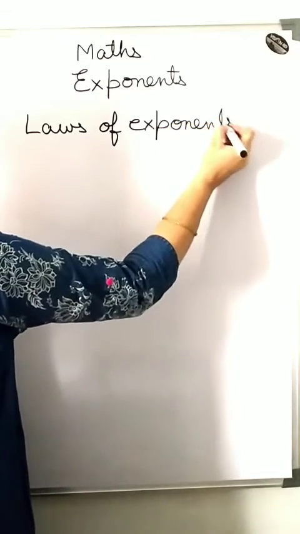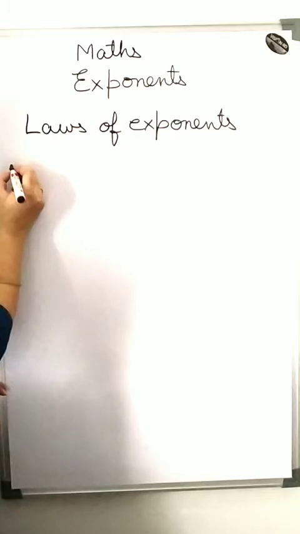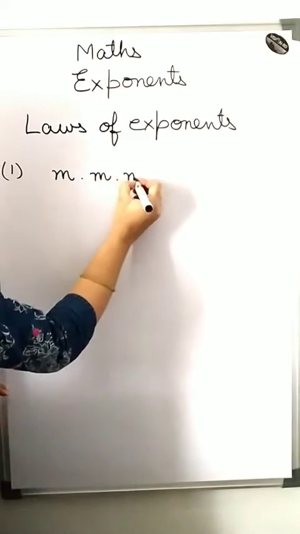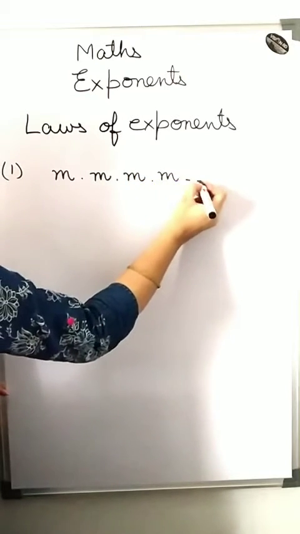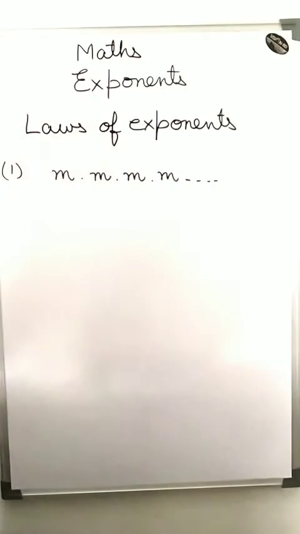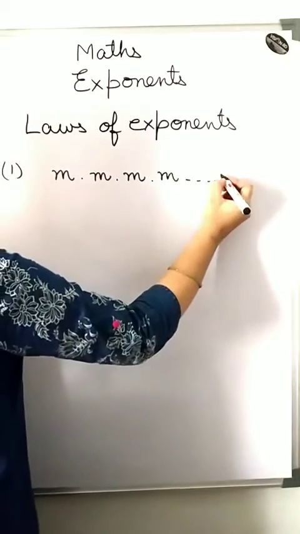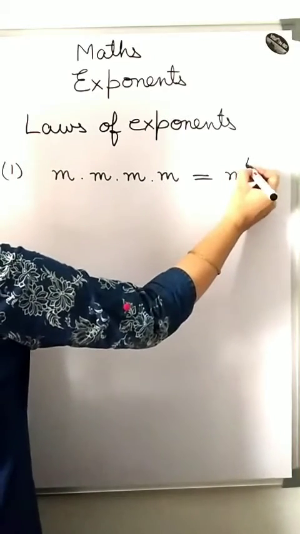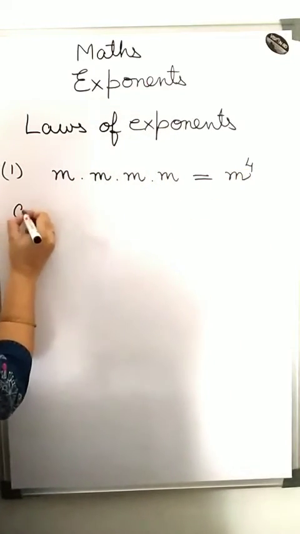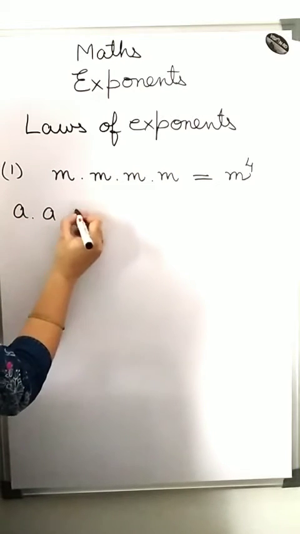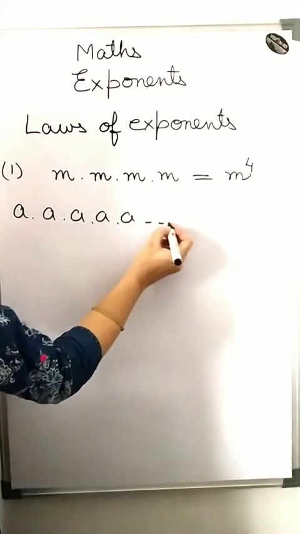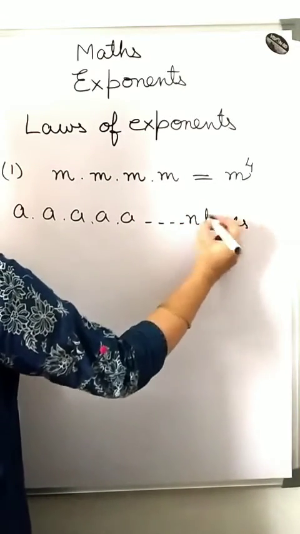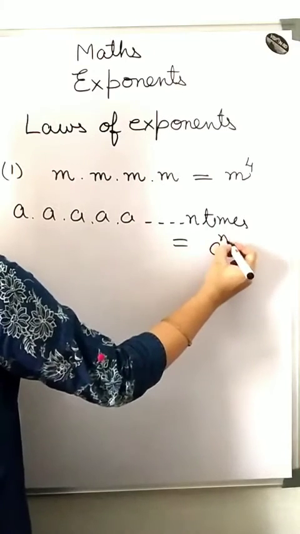Exponents. Suppose we have a number m multiplied by m multiplied by m and so on. How do we write this? Suppose it is 4 times. Then how do we write it? m to the power 4. If it is a multiplied n times, then how do we write this? Then we write a to the power n.